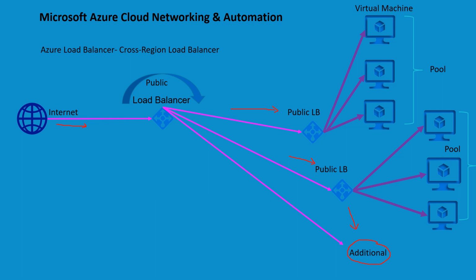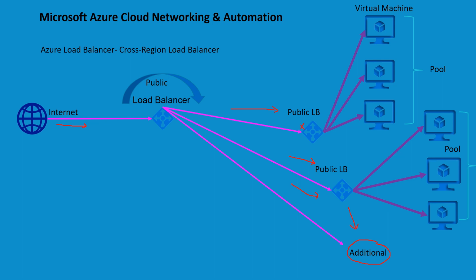Then the second use case: instant global failover. If a region fails for any reason, your traffic gets diverted to another region where you are running the workload. And here we are talking about a layer 4 load balancer, so we definitely want to do client IP preservation.